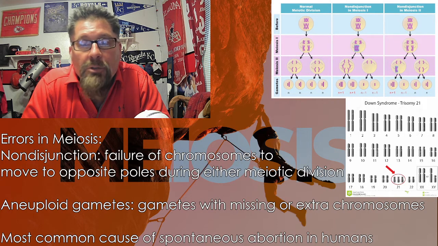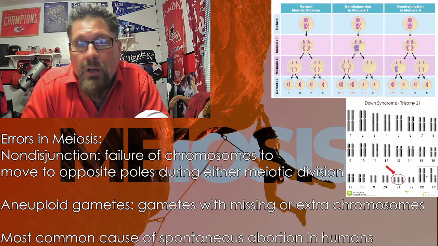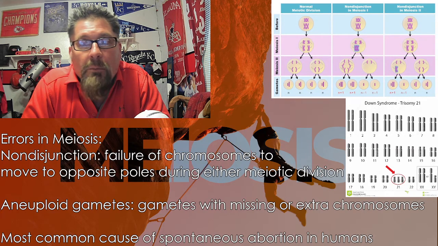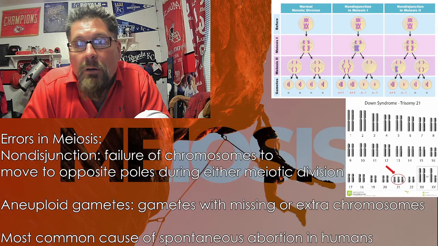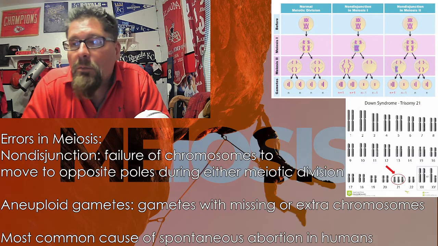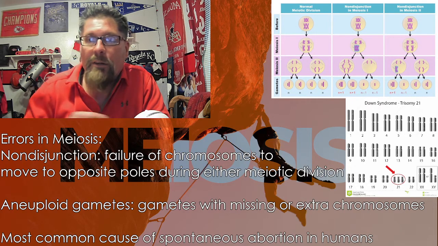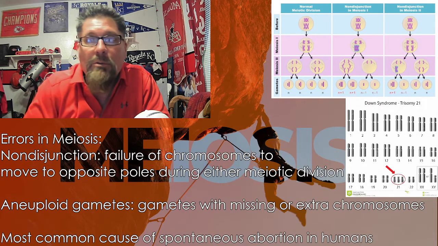But these two situations, non-disjunction and aneuploid gametes, are one of the major causes of spontaneous abortions. Now, when we say spontaneous abortions, we're not talking about... Well, I shouldn't put my own thoughts in it. We'll just leave it at that. But we are going to look at some examples of each of these.